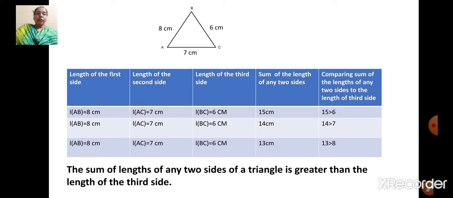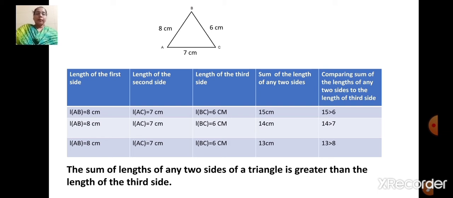Now here I have drawn a triangle ABC. You can see it on my screen, children. I have drawn a table for you all. The length of first side, length of the second side, length of the third side, sum of the length of any two sides, and in the last we are comparing the sum of the length of any two sides to the length of the third side. Now you can take any two sides of a triangle. The rule says it's greater than the length of the third side. It is up to you. You can take any two sides of a triangle, but it will be greater than the third side.